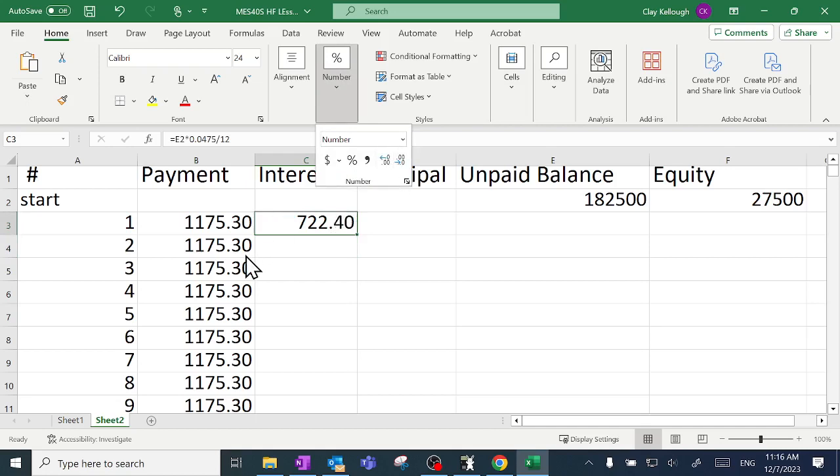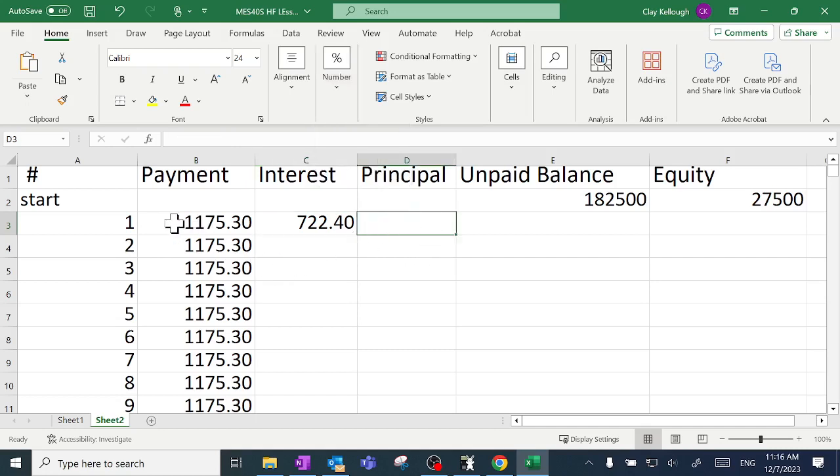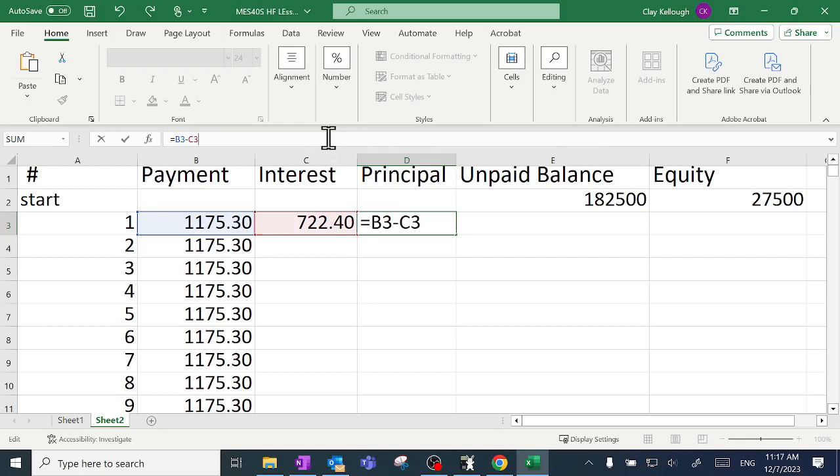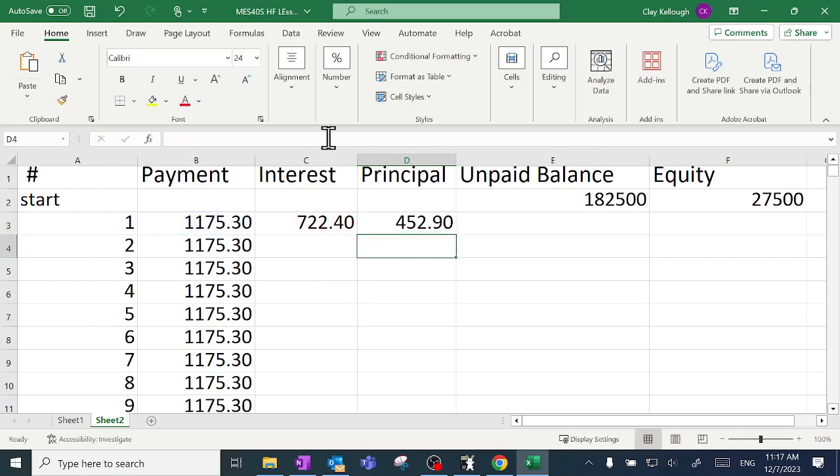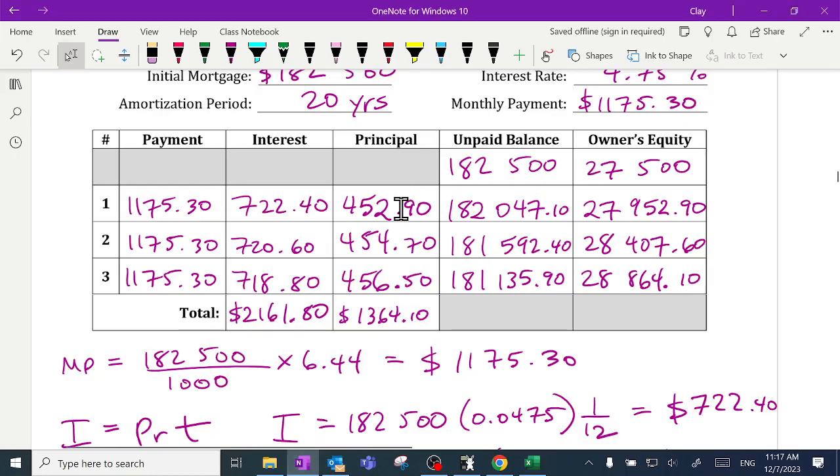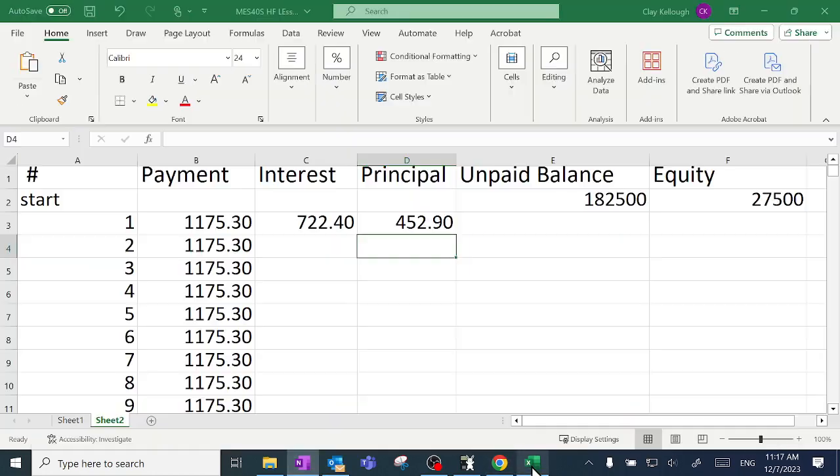That's the same number we got. How did I get this number again? I went payment minus interest. Again, I don't want to calculate that myself. So equals cell B3 minus C3. And there's the number. Let's double check. Is that the number we had? 452.90? Yep, 452.90. We're on track.